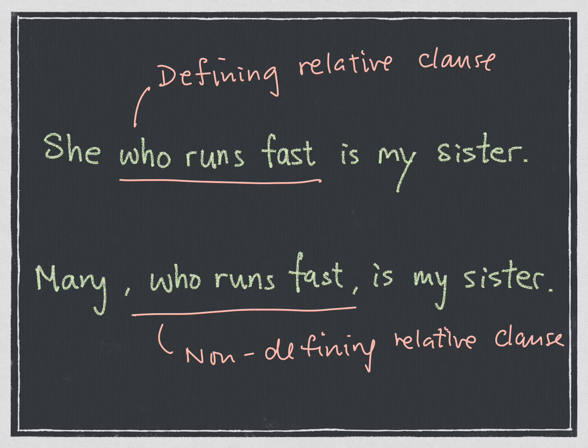It cannot be deleted. But in the second sentence, because we already have the name of the person, Mary, this relative clause is not to define who this person is. If I delete the second relative clause in the second sentence, actually, it's totally fine. I will still know Mary is my sister. So the purpose of having the relative clause in the second sentence is not to define, but is to give extra information about this person. Therefore, this relative clause is actually called non-defining relative clause because it is not used to define this person.